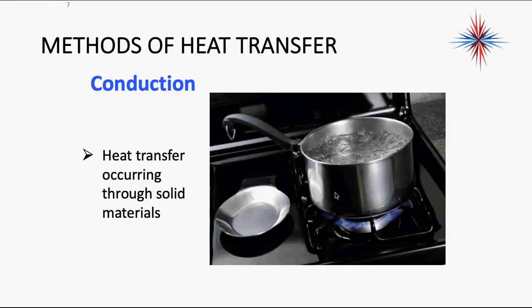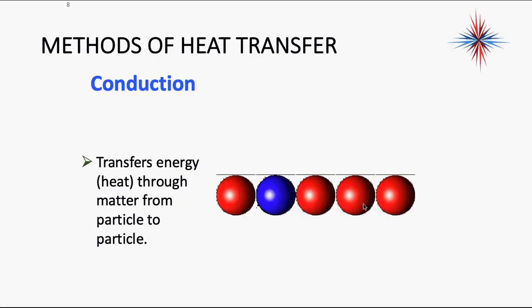Conduction is the easiest one to start with. Heat transfers through a solid material. In this case, the bottom of the pan is solid. The heat from the fire in contact with the bottom of the pan transfers through to the water. So the flame is on the bottom side of the pot. Again, heat will transfer through a solid material, from particle to particle.